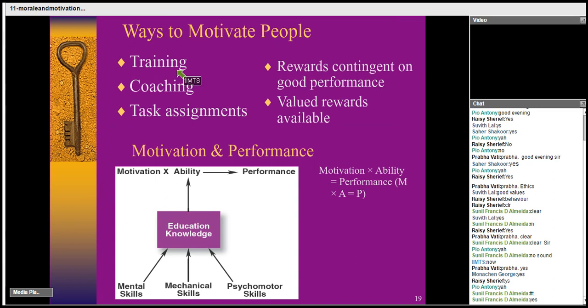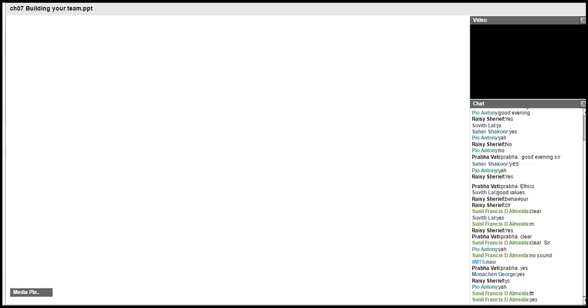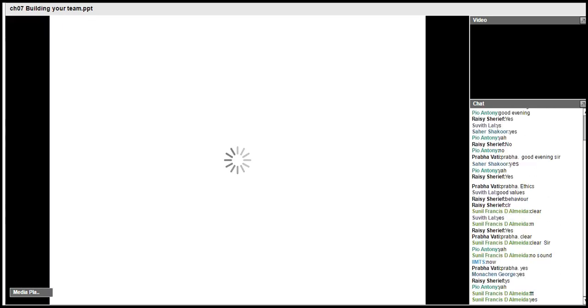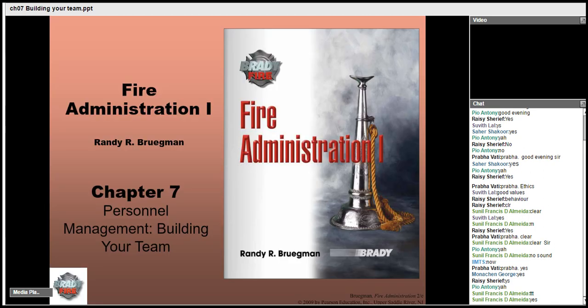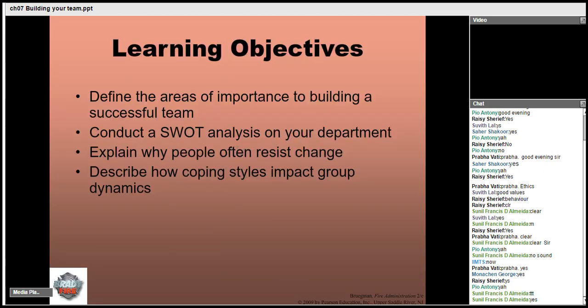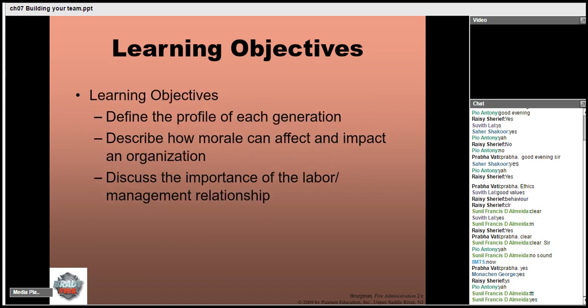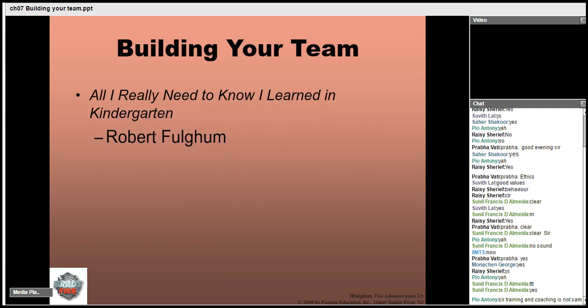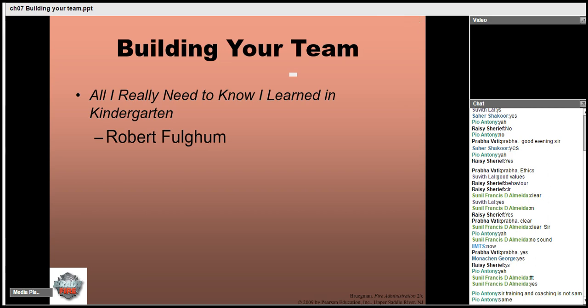So ways to motivate people are training, coaching, task assignments, rewards contingent on good performance, and valued rewards available. Now moving on to the next slide. Building your team: all I really need to know I learned in kindergarten.